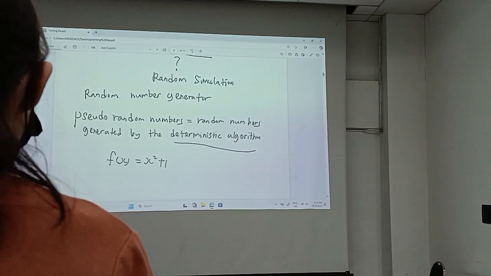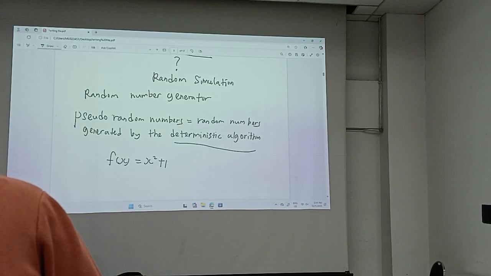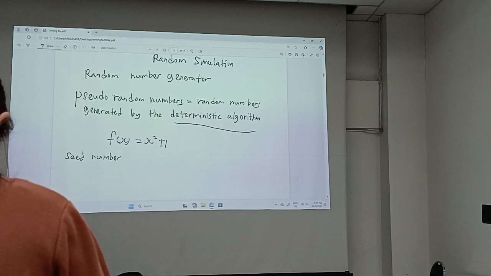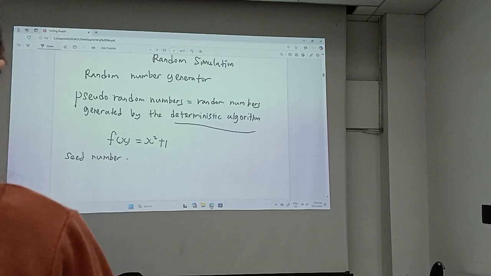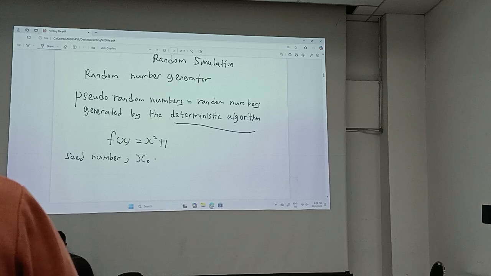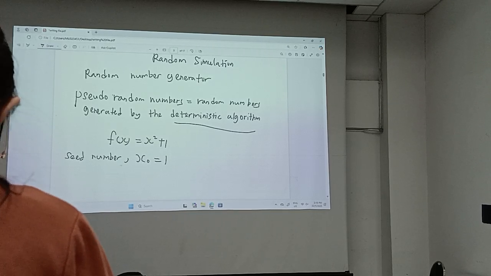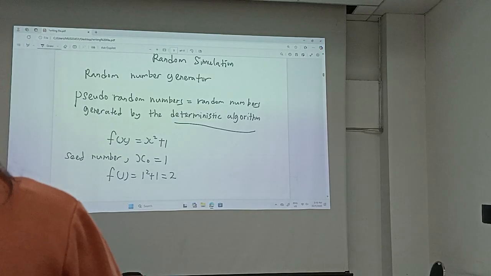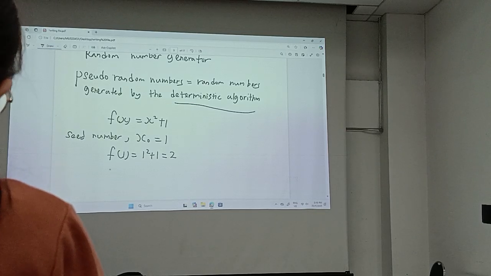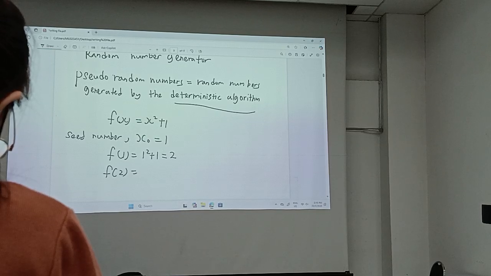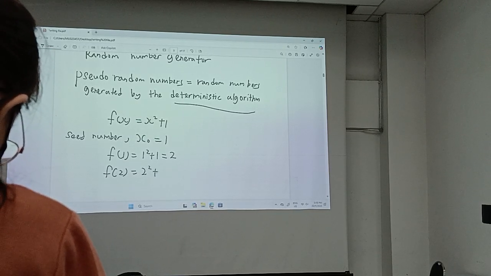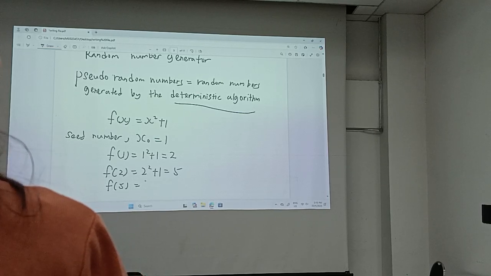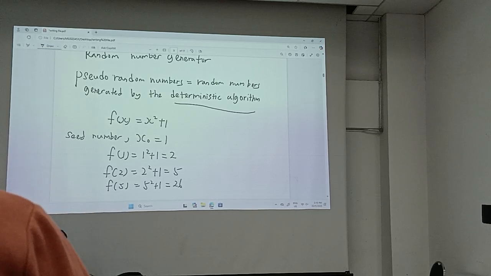So how do we use this function to generate a series of random numbers? First we need a seed number. Later on your assignment will ask you to get a seed number. A seed number is basically an initial value, for example x0 = 1. We need an initial value to generate the first random number, so we plug it into our function and we get 2. Then from the first random number, we plug it in to generate the second random number: 2 squared plus 1 equals 5. And then from 5, we plug into the function and generate another random number, equal to 26.